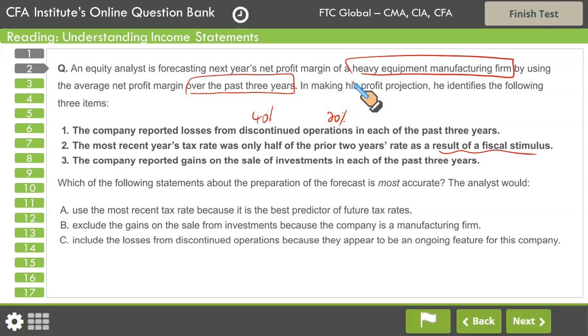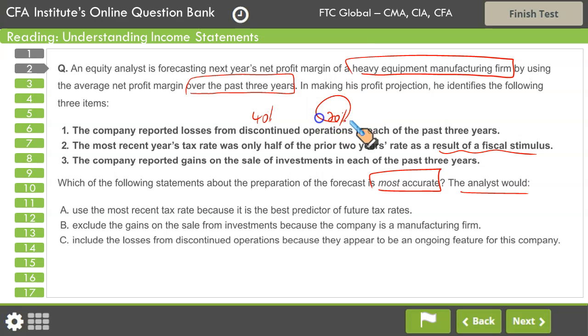Okay, keep that in mind. Which of the following statements about the preparation of the forecast is most accurate? Let's discuss these one by one. The analyst would use the most recent tax rate because it is the best predictor of the future tax rate.